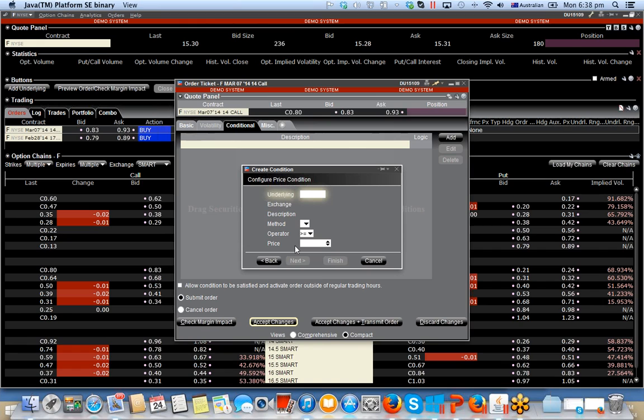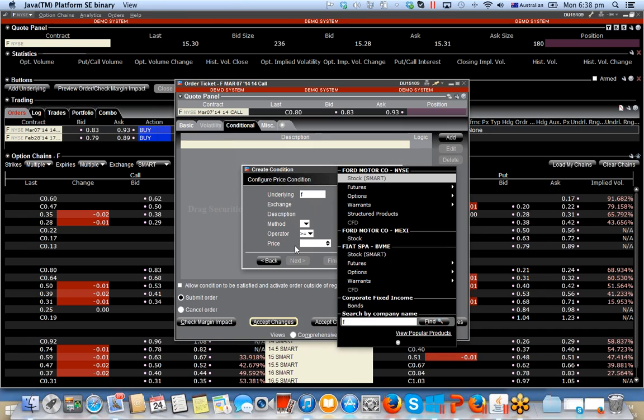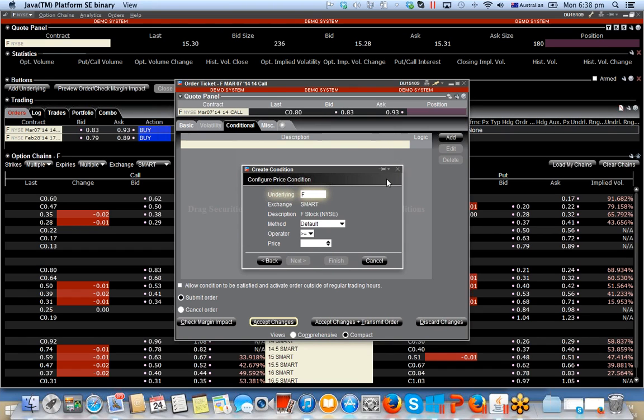Again, we can choose something more complex, and we can go with any other underlying which is highly correlated to Ford or negatively correlated. That's your choice. In this case, we'll go with Ford. I type F for Freddy and then enter. And then we've got a selection. Yeah, we can go with Fiat, of course, but we would like to go with Ford Motor, and we would like to go with the stock.